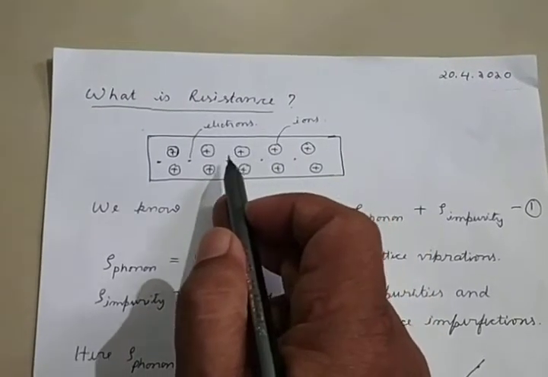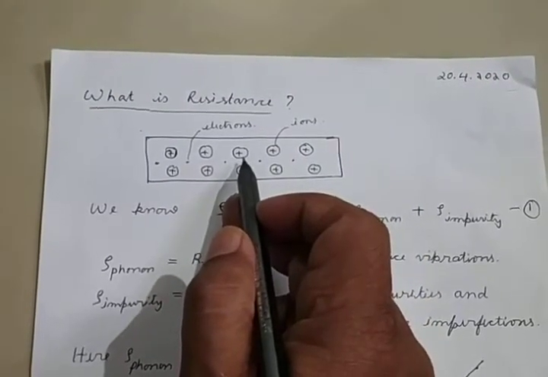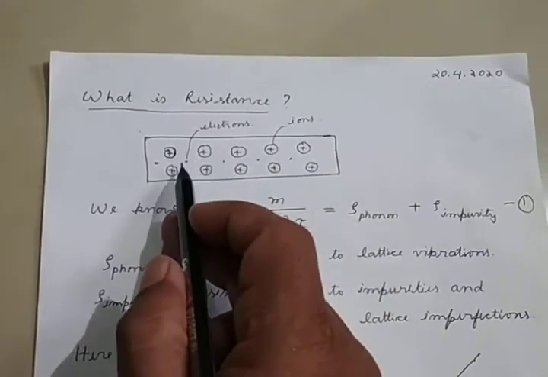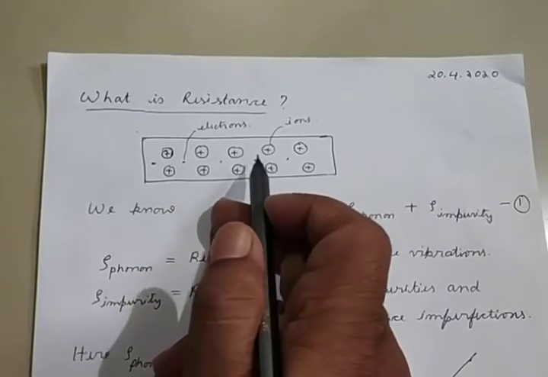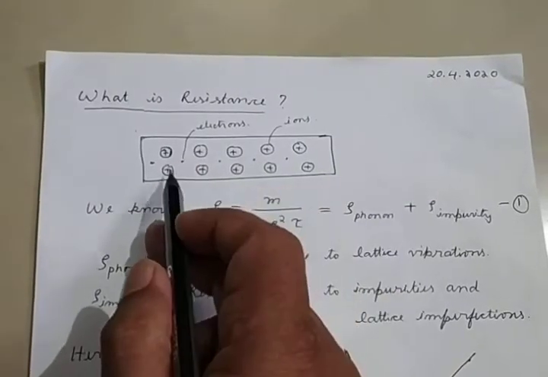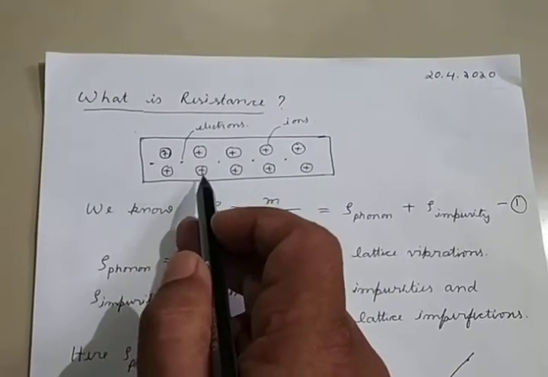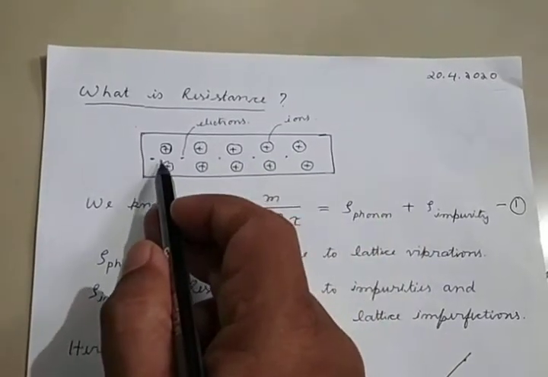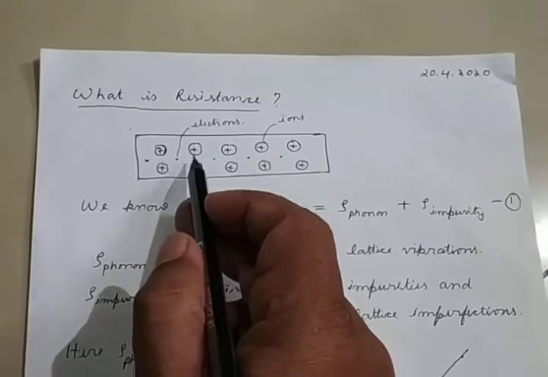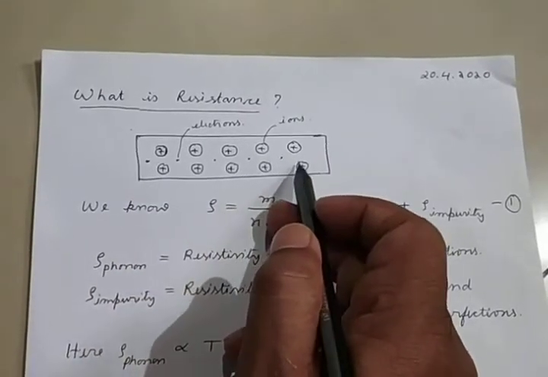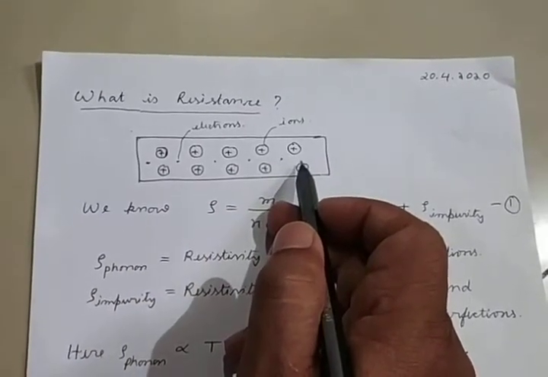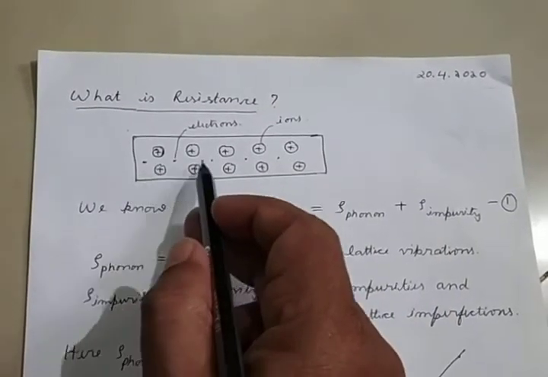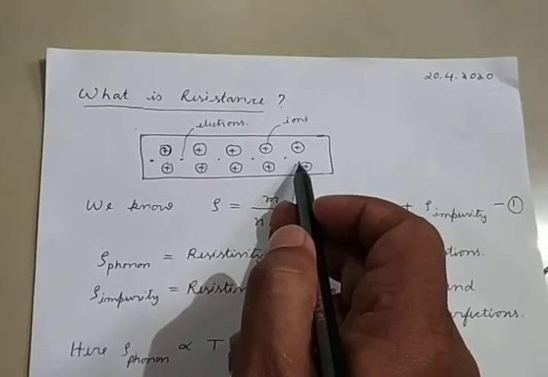So when an atom loses the outermost electron, it becomes a positive ion. I have shown here the lattice structure of a metal, where we see that there are positive ions which are fixed at regular distance, and the free electrons are able to move in the space between the array of positive ions. So when the current is flowing in the wire, the free electrons are moving between the array of these positive ions.